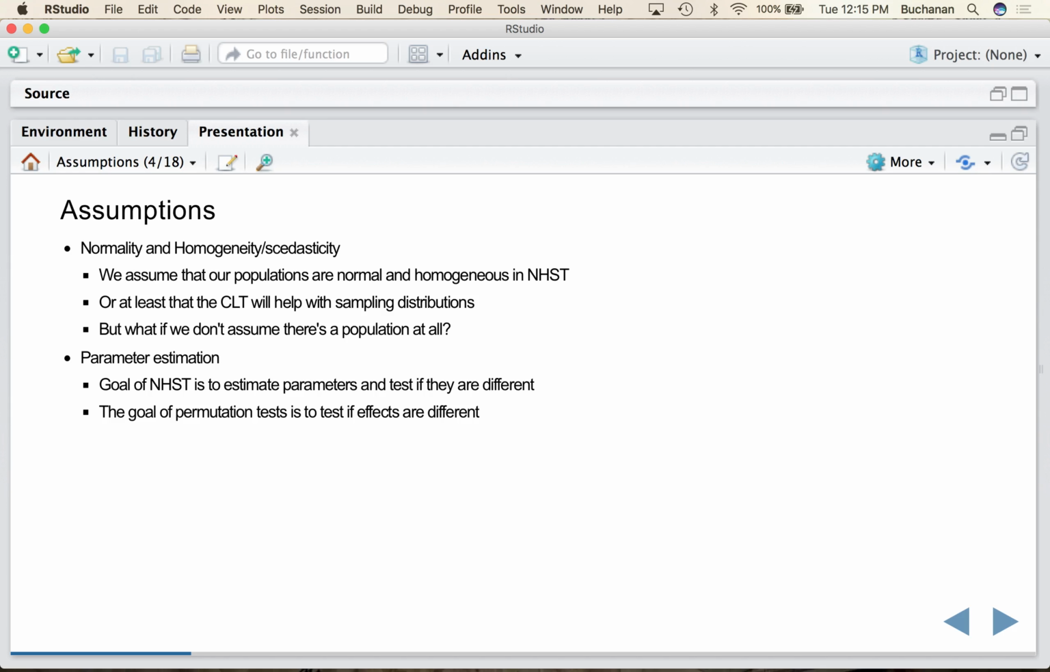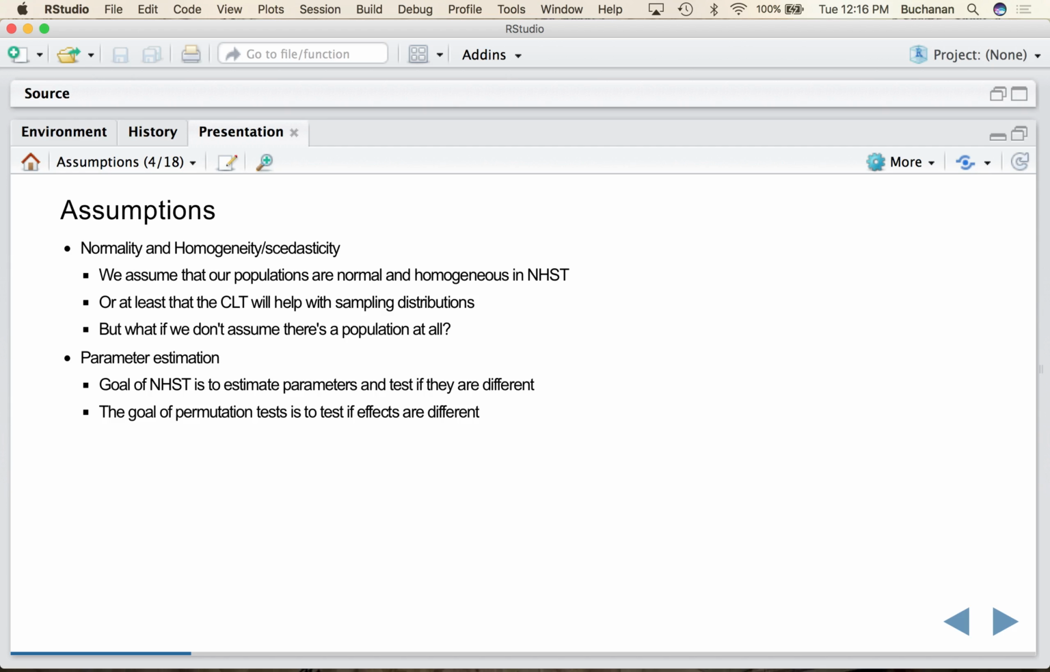And really the biggest thing about null hypothesis testing is that it's about parameter estimation. So we're estimating the parameters for these populations, and we're testing if they're different. So I might assume that the classes that I teach in R have a different parameter than the classes I teach in SPSS, my evaluations. Or I could just estimate the mean and see if they're different. Right? So the goal of a permutation test is just to test if effects are different.